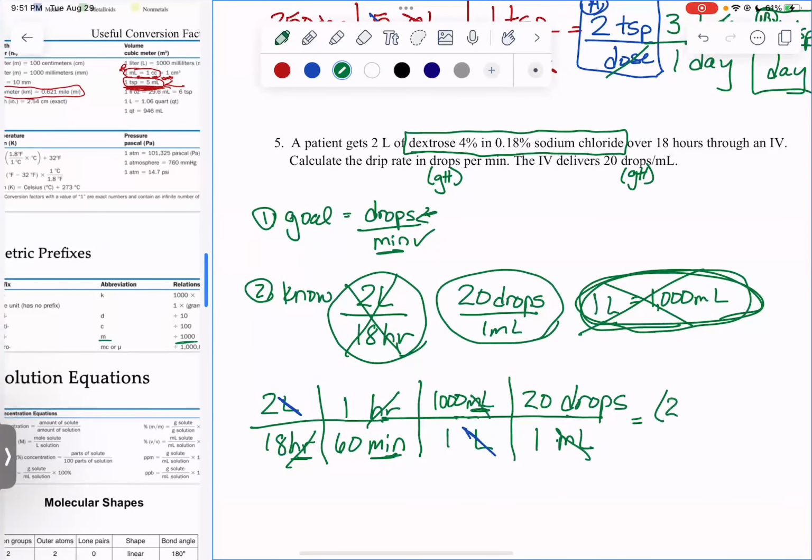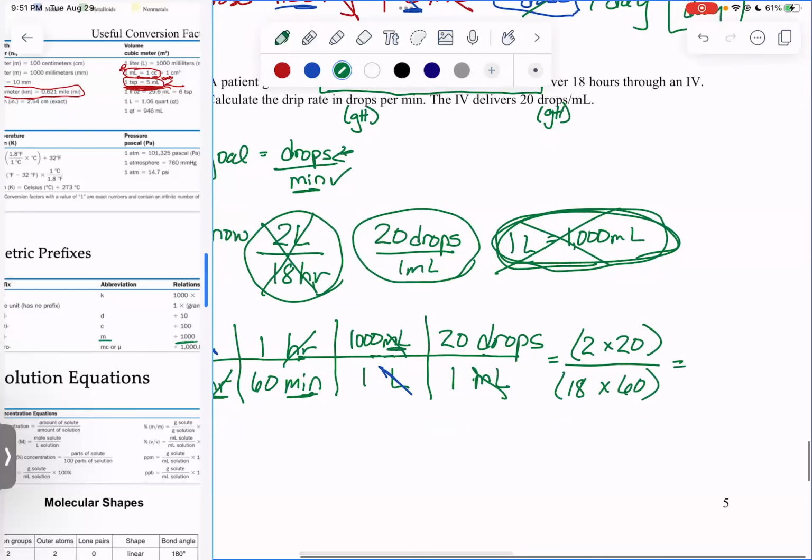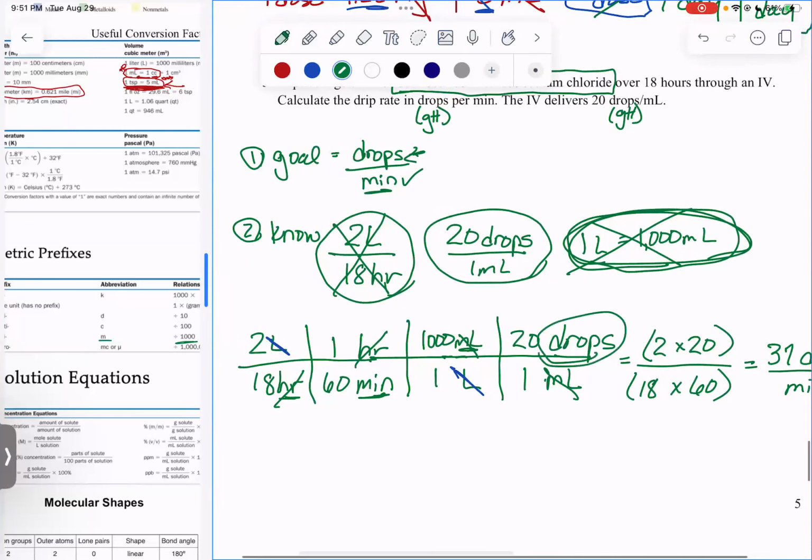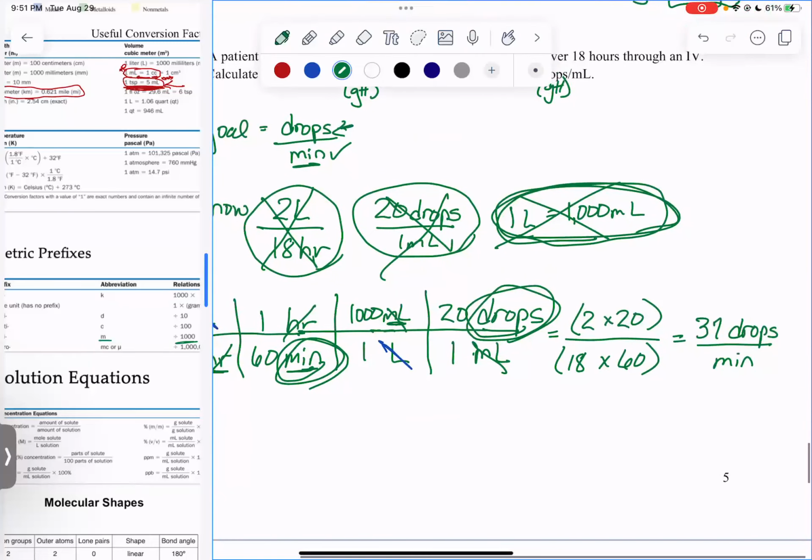So put it in your calculator: 2 times 20 divided by 18 times 60. When you do that math, what you should get, and if you don't, it's because you didn't put parentheses in, is 37 drops per minute. The only units left were drops and minutes. All the other units got canceled out. So we used all of our knowledge and we got to our goal.